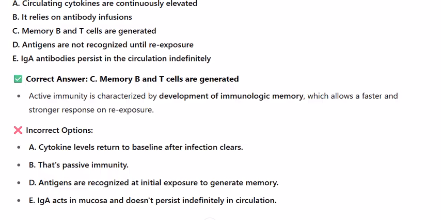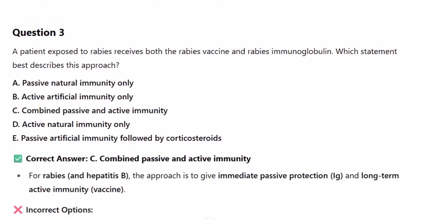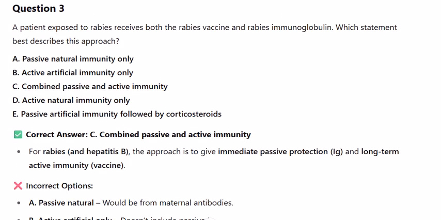Question 3. A patient exposed to rabies receives both the rabies vaccine and rabies immunoglobulin. Which statement best describes this approach? A. Passive natural immunity only. B. Active artificial immunity only. C. Combined passive and active immunity. D. Active natural immunity only. E. Passive artificial immunity followed by corticosteroids. Correct answer C. Combined passive and active immunity.